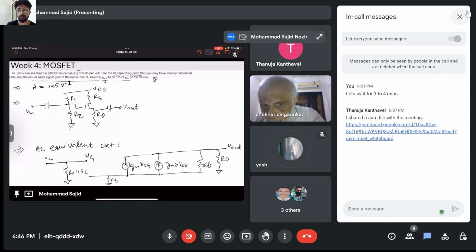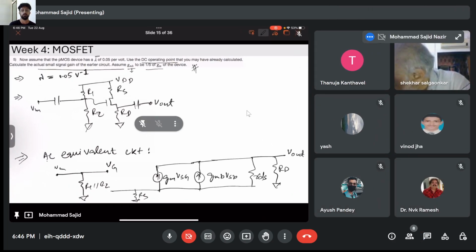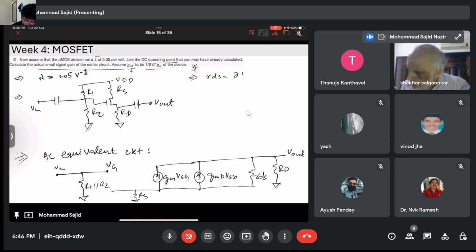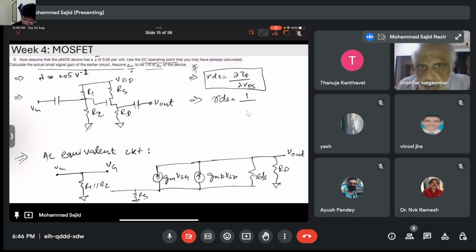No, sir. Okay. So what is this RDS? It is basically simply dID by dVDS. Not showing the derivation here. You can check the previous session. How do we calculate RDS? Simply. Anyone knows the formula? 1 by lambda ID. Okay. This is 1 by lambda ID.